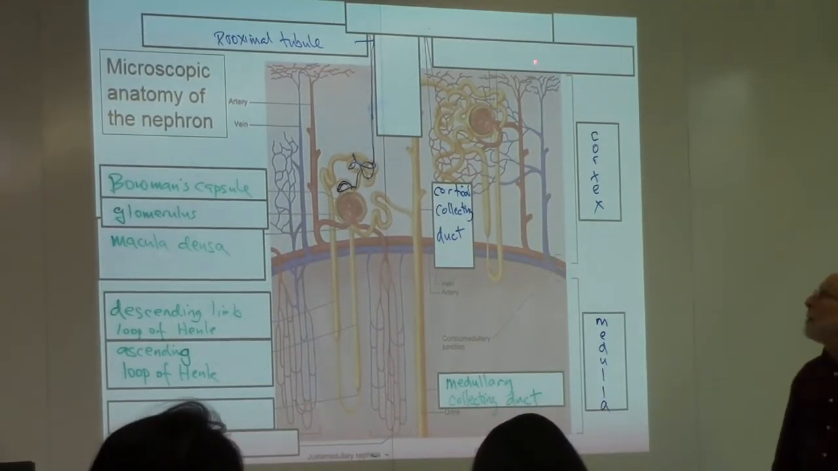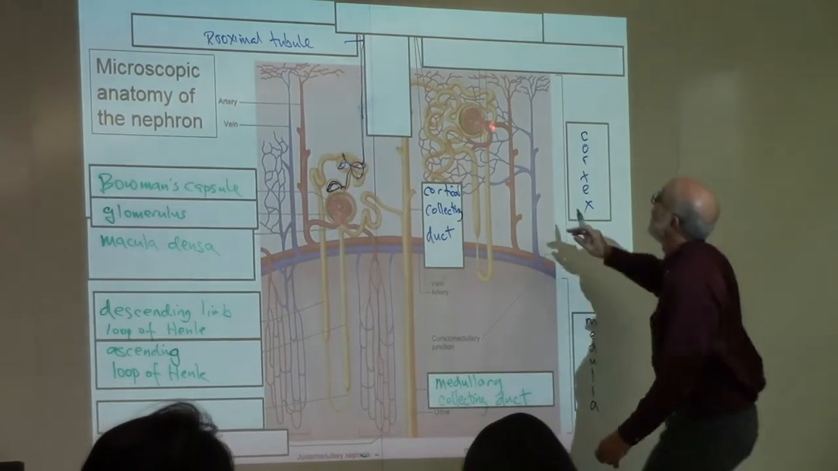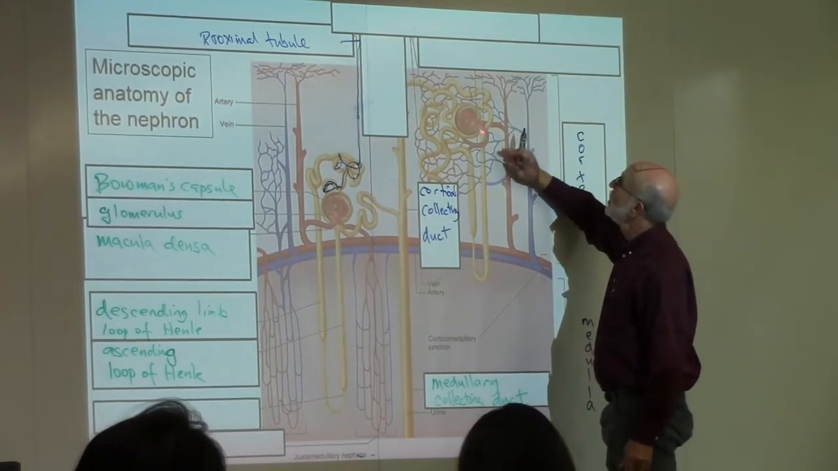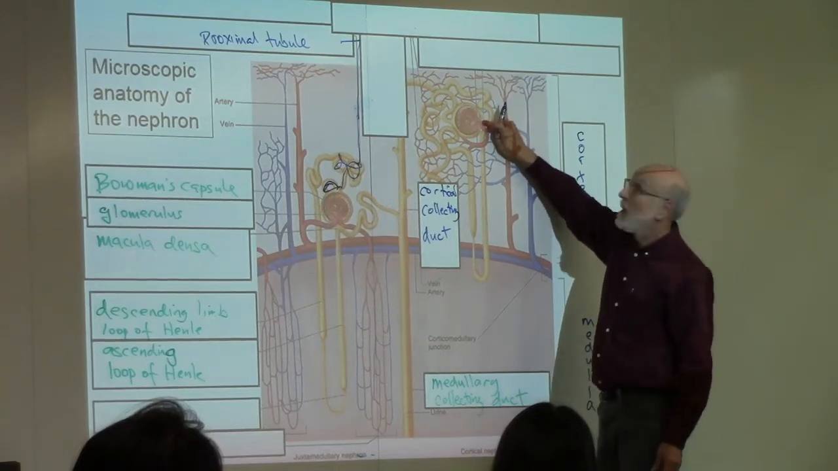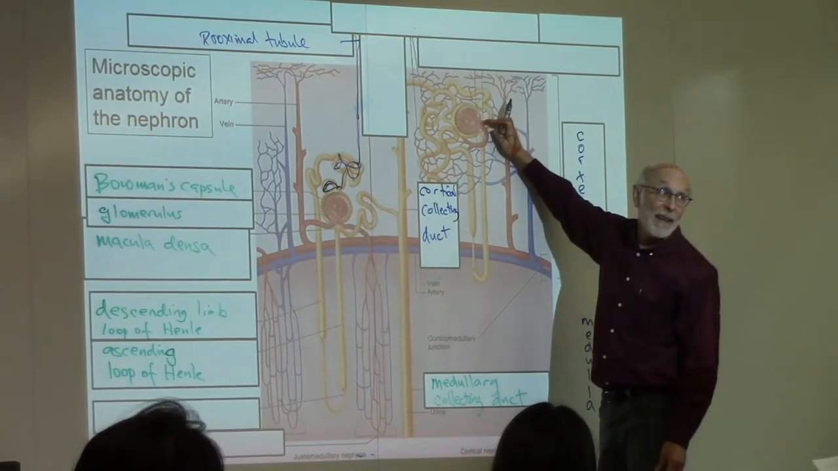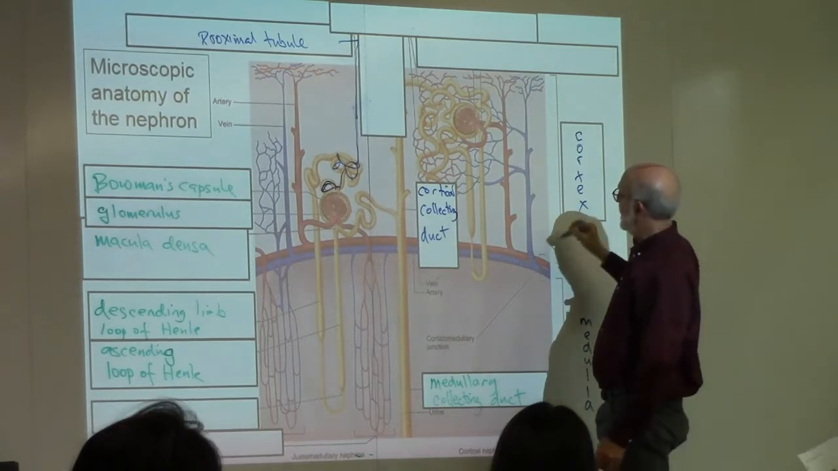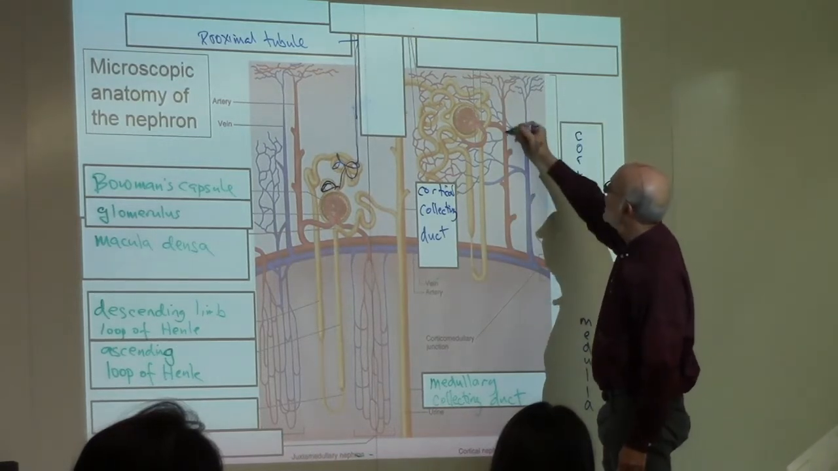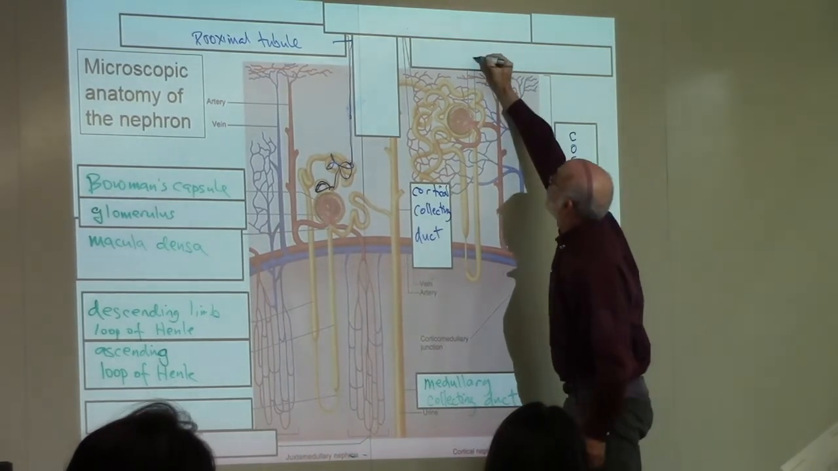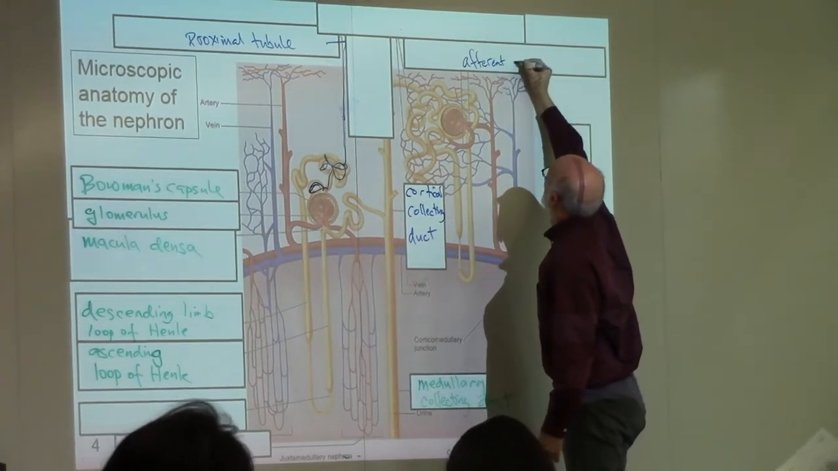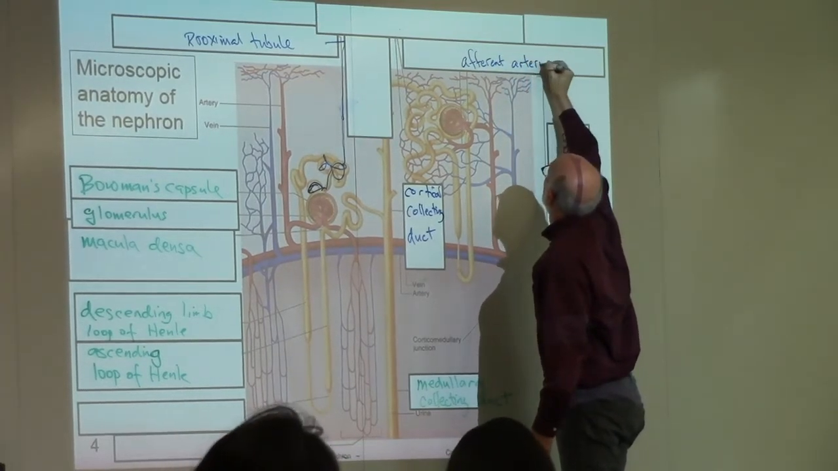Say again? Which one are we pointing to? This one right here? Yeah. And what are you calling it? The efferent or afferent? Efferent. Well, let's see. Blood is coming in through the red, so this would be the afferent arteriole.